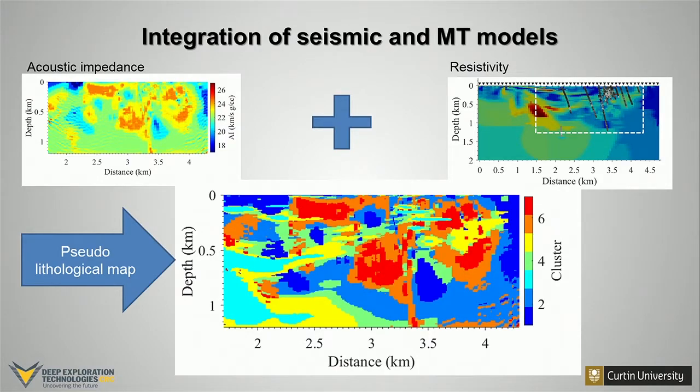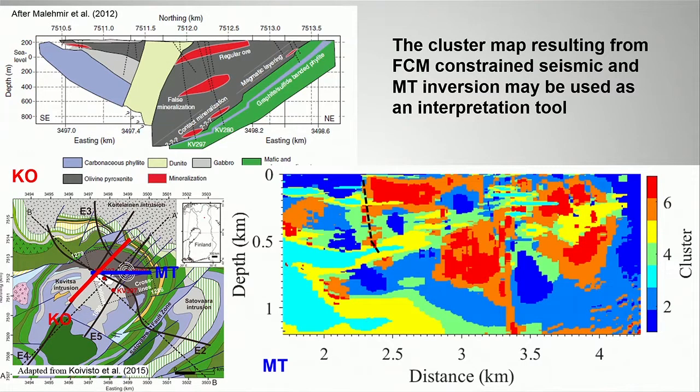We put the seismic acoustic impedance and MT resistivity into the cluster process. We got the cluster section here with 7 clusters, and we call it a pseudo lithological map. We can see that the cluster map, or pseudo lithological map, is closer to the contact of the geological interpretation process rather than using the acoustic impedance or resistivity model.